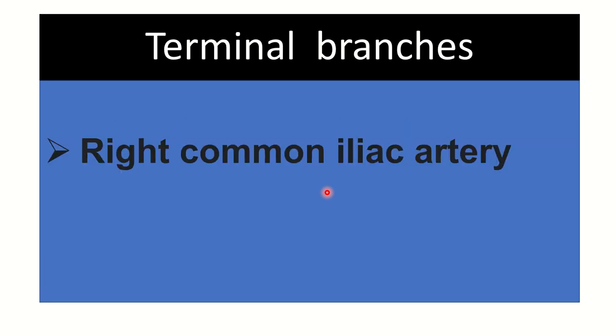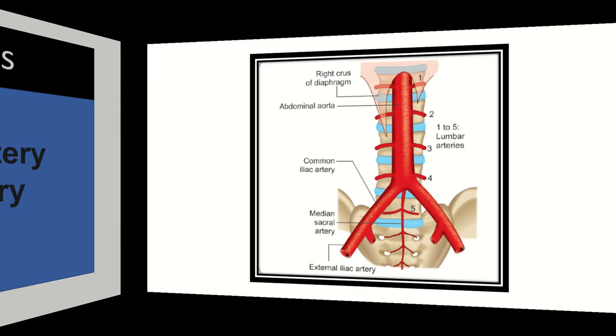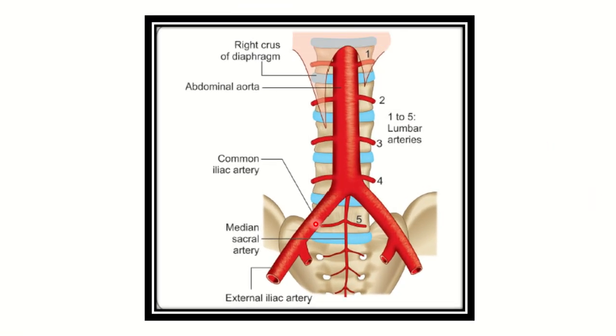Then the terminal branches. Here we can see the terminal branches. One is the right common iliac artery, another is the left common iliac artery. So the terminal branches of the abdominal aorta are the right common iliac artery and left common iliac artery, and the abdominal aorta terminates at the level of the lumbar 4 vertebra. They bifurcate from the abdominal aorta at the lumbar 4 vertebral level. Here we can see the lumbar 4 vertebral level.